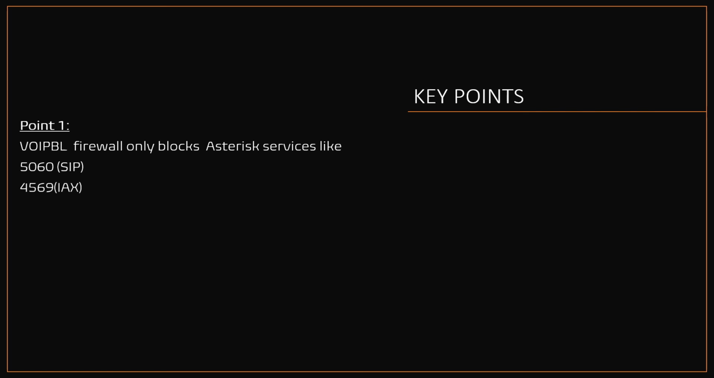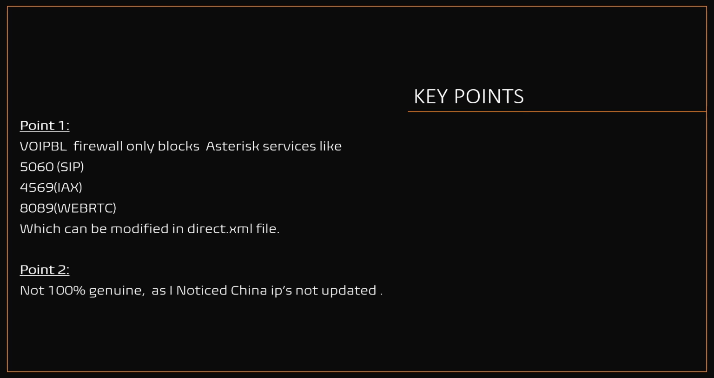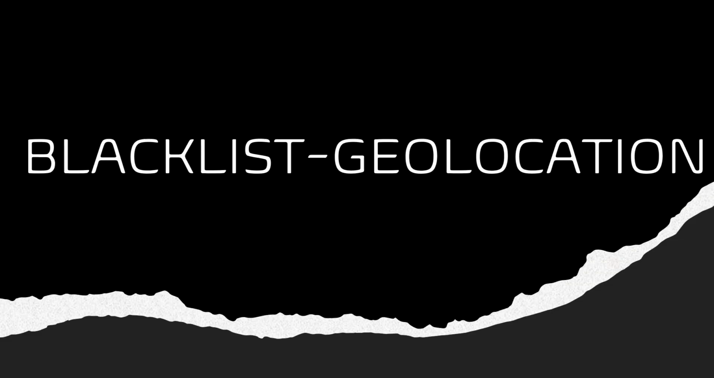Key points related to Voipbl security. Point number 1. Voipbl rules only block * services, like port 5060 SIP protocol, port 4569 IAX protocol, and port 8089 WebRTC. These rules can be modified in the direct.xml file. Point number 2. Not 100% genuine, as I noticed Chinese IPs not updated. Point number 3, you must have internet in your server to download the IP list.